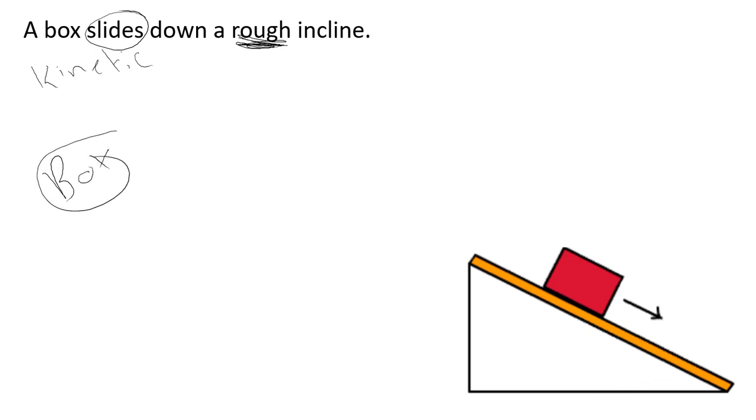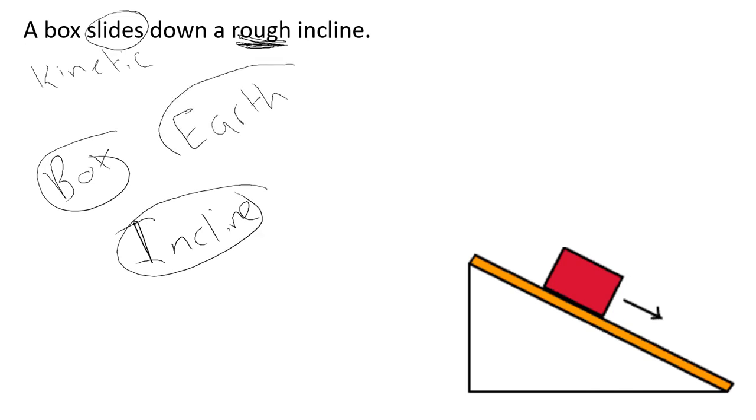So for the interaction diagram, let's write out all our objects. We've got the box, we've got the ramp, let me call it the incline. And then we've got the earth, because there's a gravitational interaction between the earth and everything else. So pretty much always going to put the earth on here. So the earth, there's that gravitational interaction, and then the box is on top of the incline. It's touching, so there's going to be a force there.